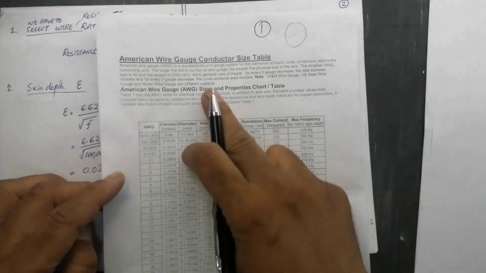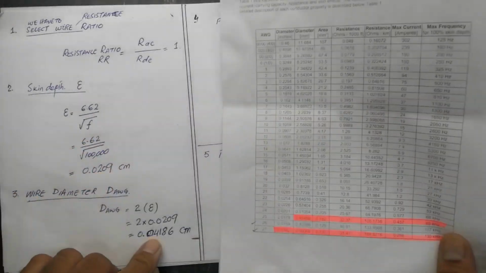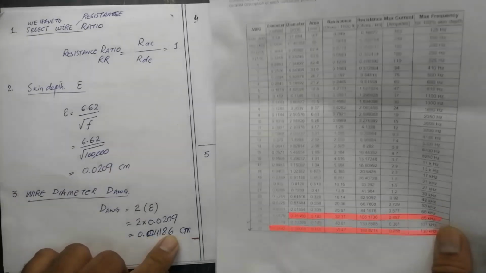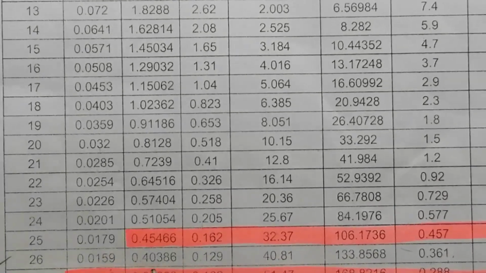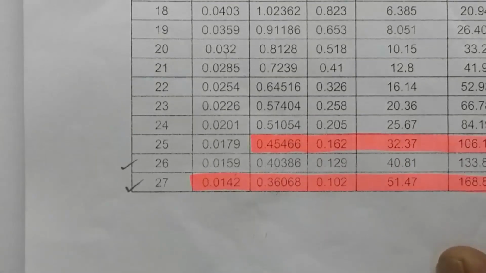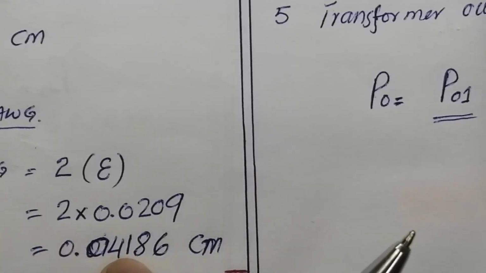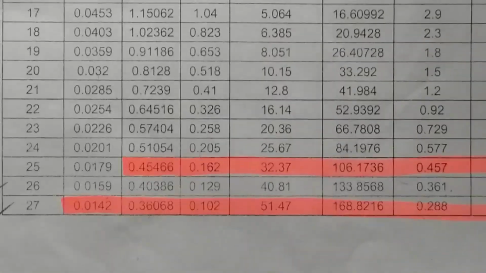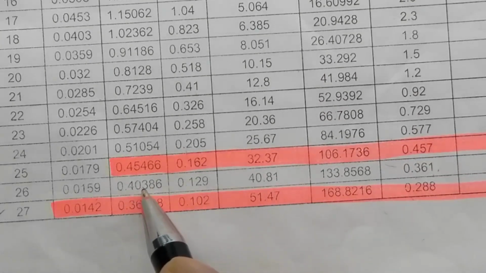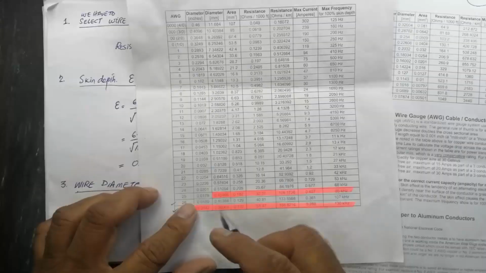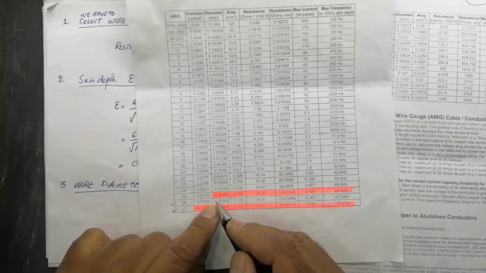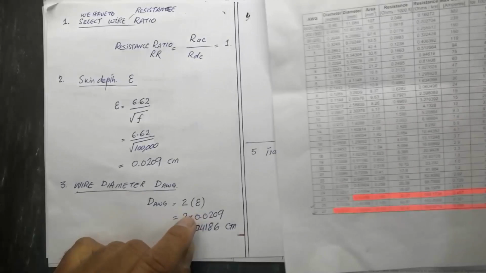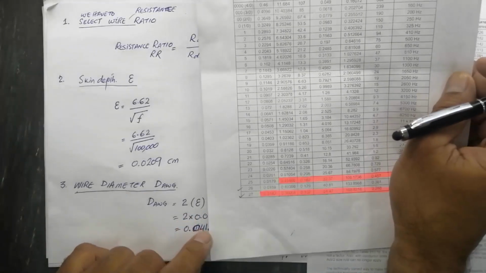In the AWG wire selection table, we need 0.04186, and the closest value is 0.40386 in diameter, because the table is in millimeter. When we convert it to centimeter, it will become 0.040. So we need 0.041. So it is very close.